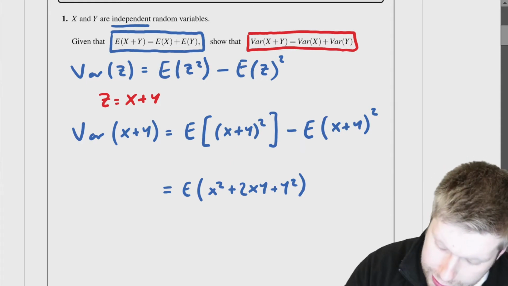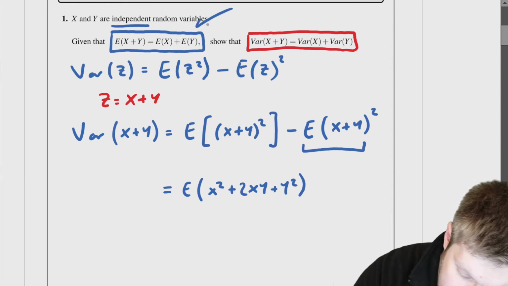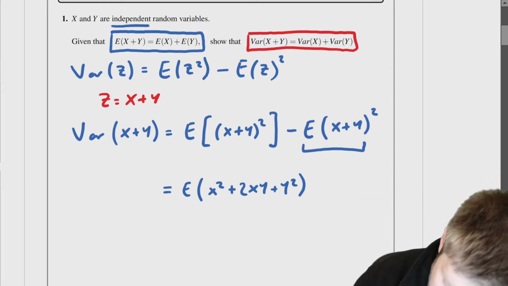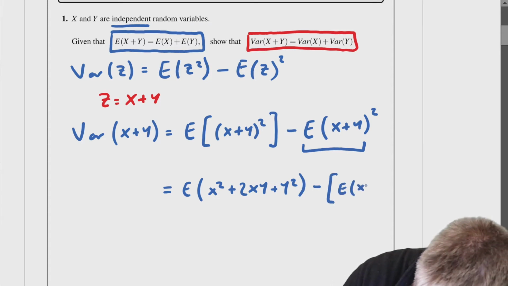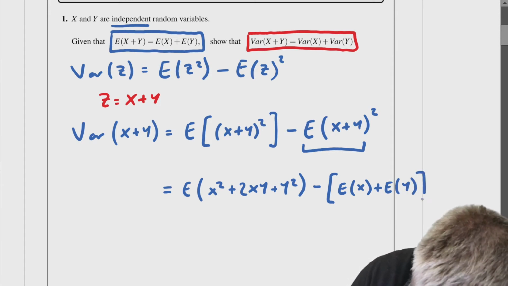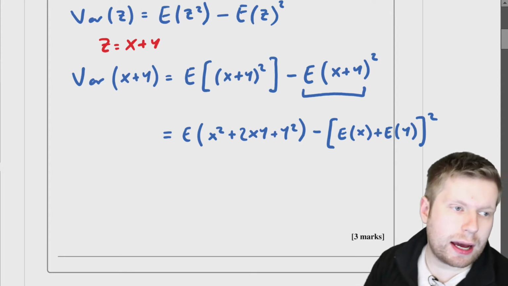And if you notice that the expectation of x plus y, well, I can write that as the expectation of x plus the expectation of y. That's given to me in the question. So this should just be: take away the expectation of x plus the expectation of y, all squared. So I'm just simply thinking about what these things would be expanded out.